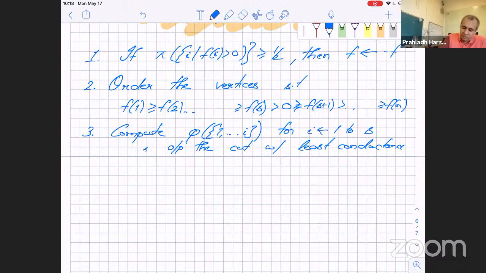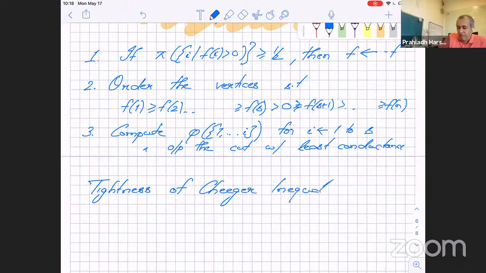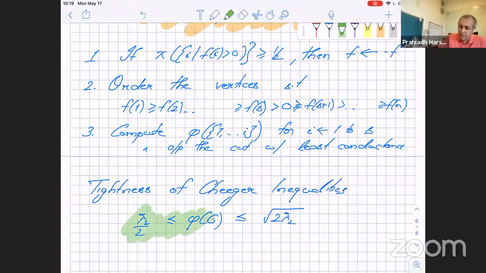Okay, so we did Cheeger inequalities. I want to ask about the tightness of the Cheeger inequality. We showed upper and lower bounds. In particular, the Cheeger inequalities were this statement: lambda 2 by 2 is less than or equal to phi G, which is less than or equal to square root of 2 lambda 2. And I want to ask, are these inequalities tight, or can you tighten them?